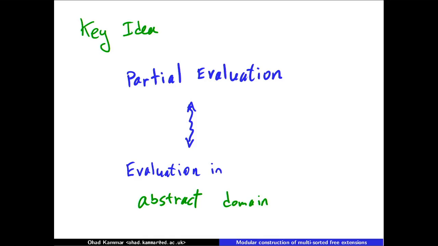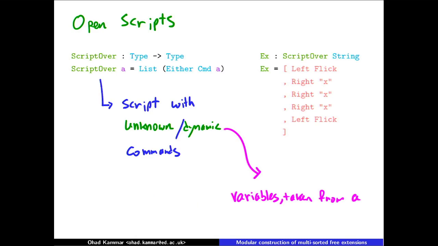Okay, we turn our state to be abstract. But now let's add also the actions, the commands, to be abstract as well. So let's look at open scripts. What's an open script? It's a list that either has a command or a variable that stands for a chunk of script that I don't know. It will be dynamically determined in the future. So for example, fleck, and then do x, whatever x is, whatever the action is.